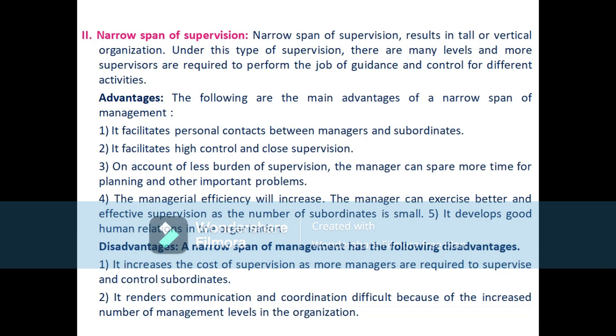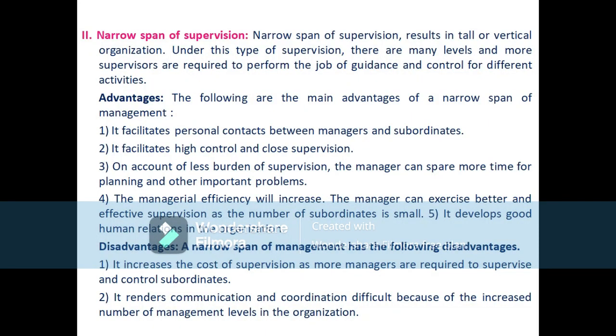Coming to the second one, it renders communication and coordination difficult because of the increased number of management levels in the organization. If there are more levels of management, more confusion will be there and more miscommunication arises. Due to lack of communication and interaction, it results in a lack of coordination. So these are the disadvantages regarding the narrow span of supervision. So this is about the concept of types of span of management, or span of control, or span of supervision.